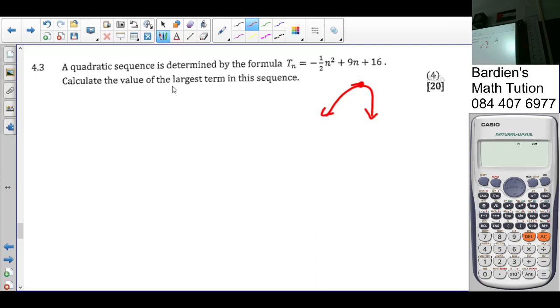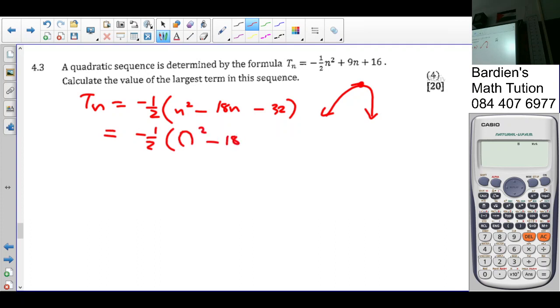Not so. So what I'm going to do is I'm going to complete the square. So Tn is equal to, I take negative half as a common factor. It's n squared minus 18n. So negative 18 times negative half is positive 9. And negative half times negative 32 is positive 16. You say, okay, we've got negative half n squared minus 18n plus a number to complete the square with, minus that same number, minus 32.